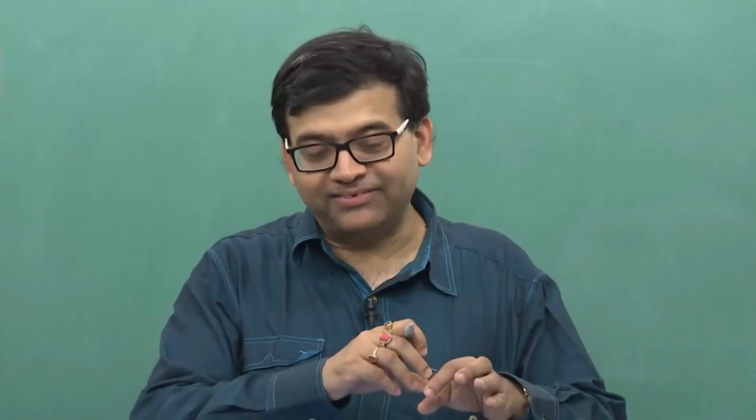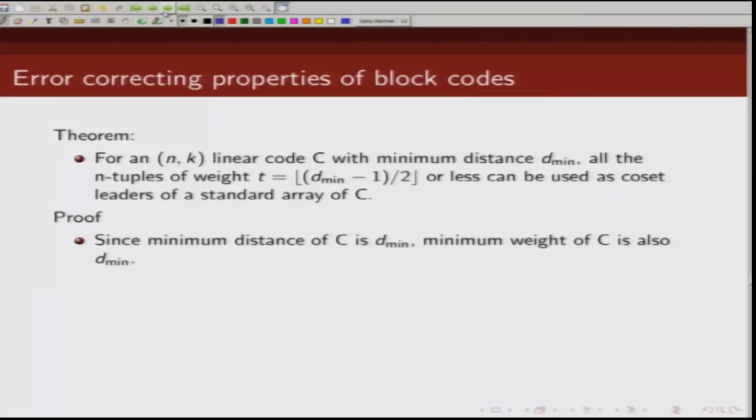Now, how does the method of contradiction work? Let us say there are error patterns of weight up to t, and let us say they are not coset leaders. So, we will assume a scenario where there are two such n-tuples with weight up to t which are not coset leaders. In other words, they lie in the same coset or same row, and then later on we will show that that is not possible. So, that is how this method of contradiction will work.